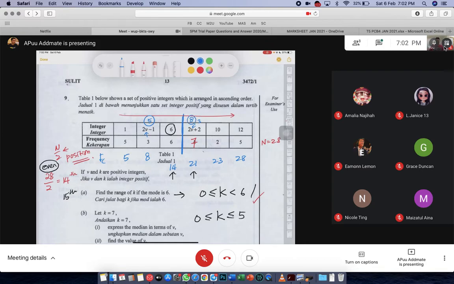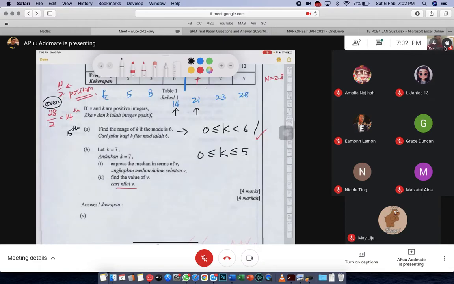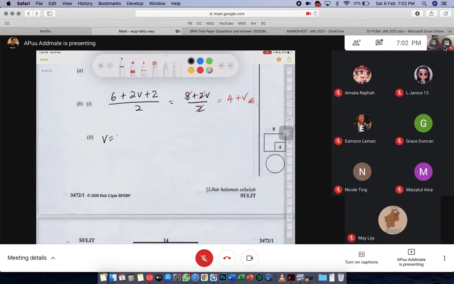But just to be safe, kita cuba ganti 4. Kalau ganti 4 kat bawah ni, dekat depan ni, if I just put 4 over here, 2 times 4, lepas tu minus 1, dapat 7 kan? So tak boleh dah. Jadi boleh nampak ke apa V dia? V dia is equals to 3. Alright, so the answer is V equals to 3.